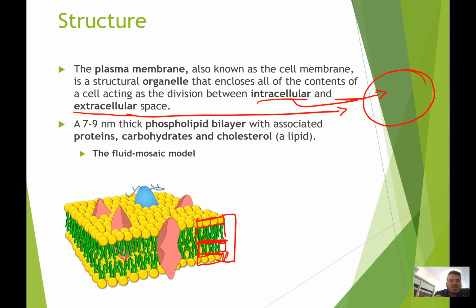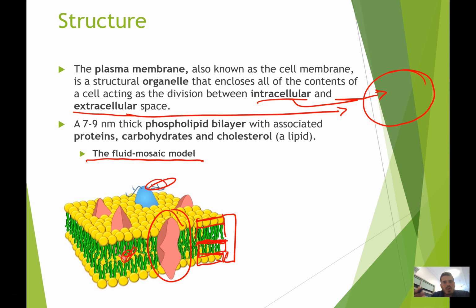And we've got all these associated proteins. We've got some carbohydrates over here. We've got cholesterol, which is a lipid, and it's living in there. And we call this the fluid mosaic model. Why? Because the plasma membrane is fluid. It's constantly moving like this. It's not a structure that's rigid.